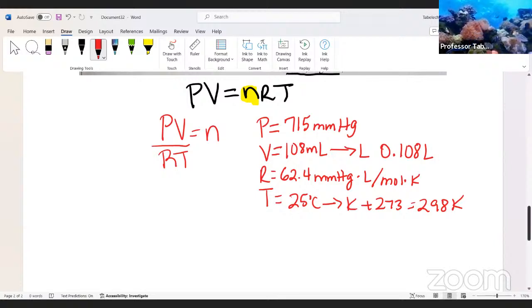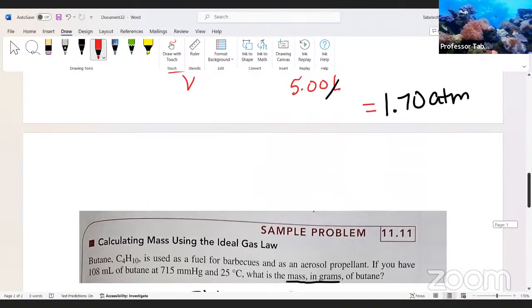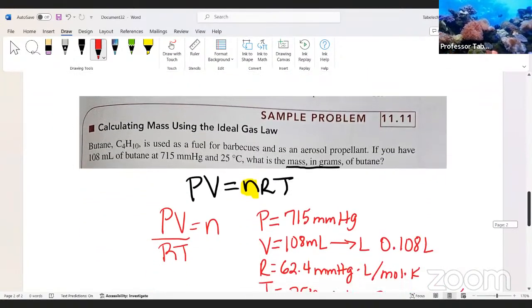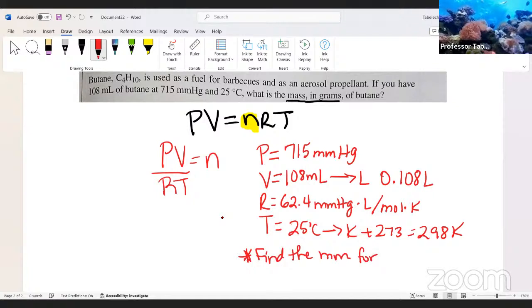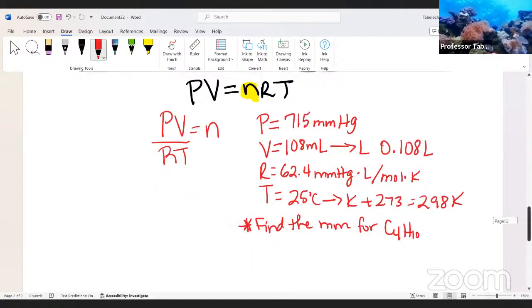What you're going to do is plug in those numbers, okay? But also, let me put a little side note too. I'm going to add this. Find the molar mass for butane, C4H10. The reason why you want to do that is because you've got to convert your answer. When you get your answer in moles, you've got to convert that to a gram. Therefore, you're going to have the molar mass for C4H10.